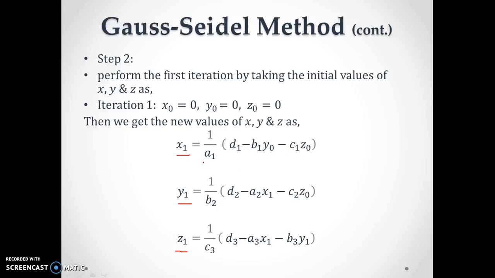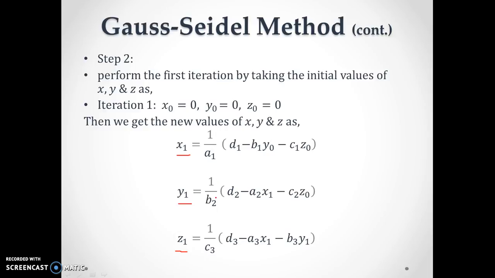If you look at this RHS, x1 is given by 1 upon a1 into bracket d1 minus b1 times y0 minus c1 times z0. Since at the time of calculation of x1, the values of y and z that we know are nothing but these values, I'm going to use these values here. Now let us go to the next calculation, y1. If you want, you can pause the video and see what is the equation of y1 from the previous slide.